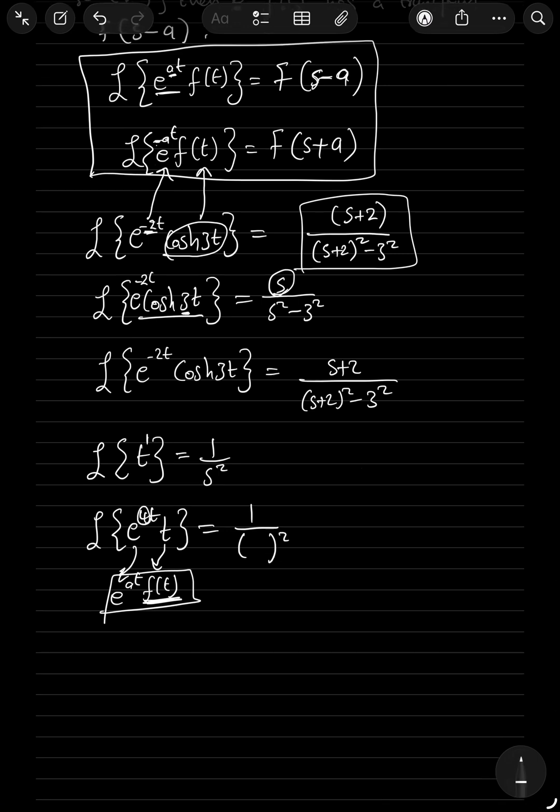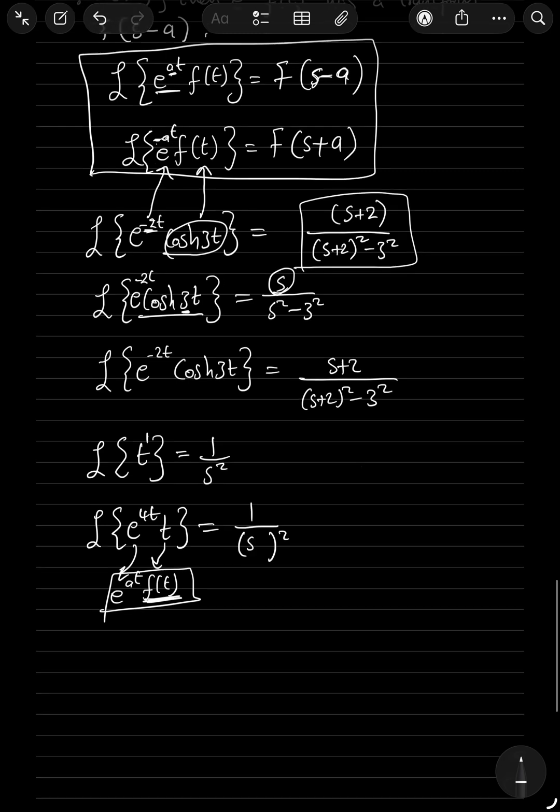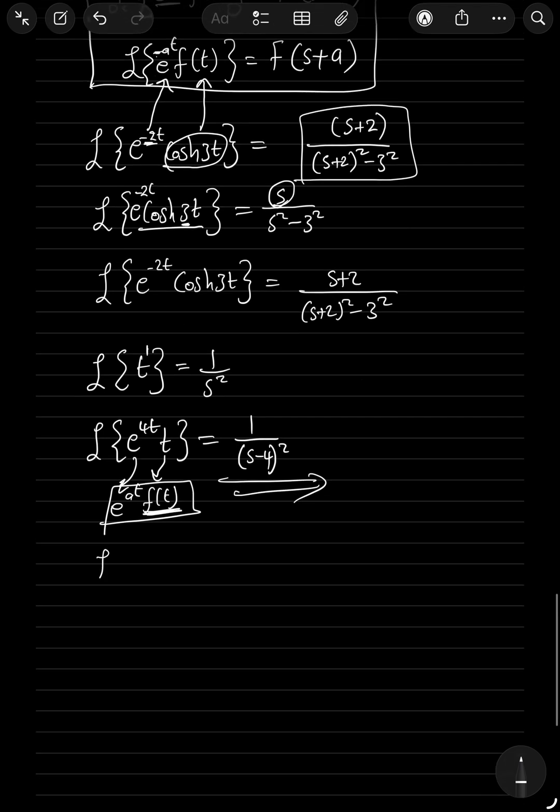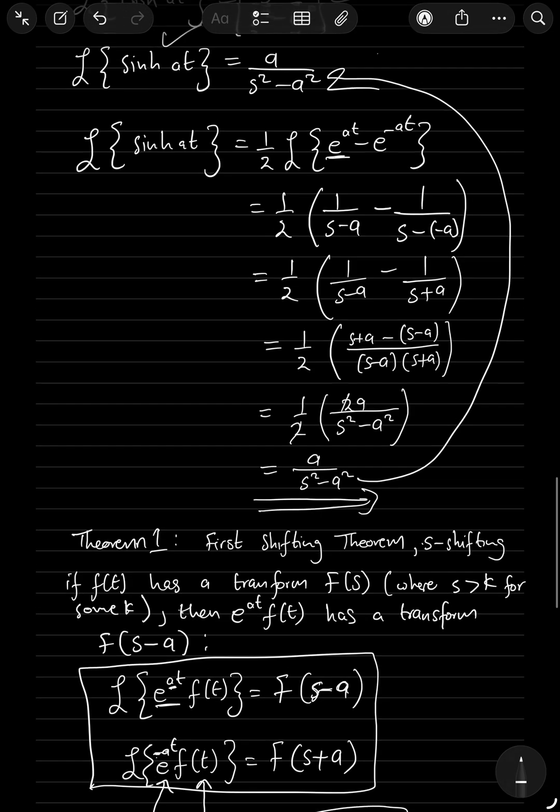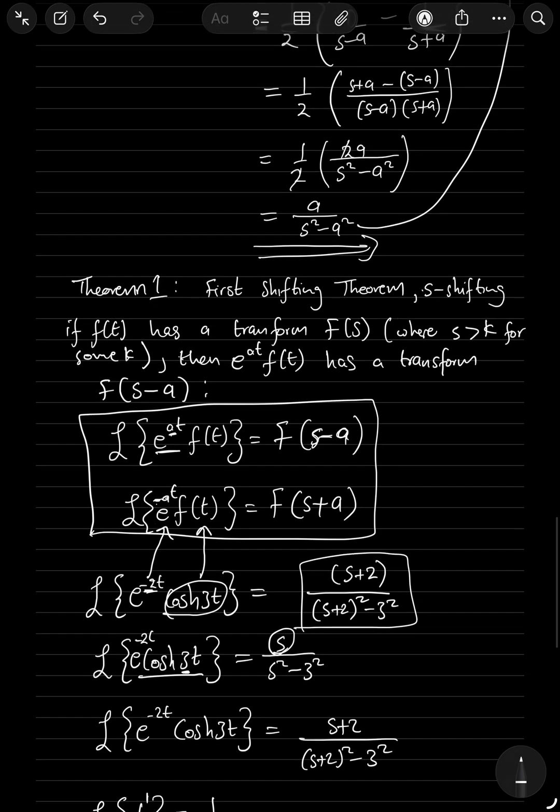So then you come and look at the value of a. The value of a is what? It is positive, which means it's going to be s minus a positive value, which is 4, right? So that's how you evaluate the Laplace of e to the power 4t times t. It is just going to be 1 over s minus 4 squared, according to the first shifting theorem. This first shifting theorem is important because it's going to allow us to add even more onto what we have done.